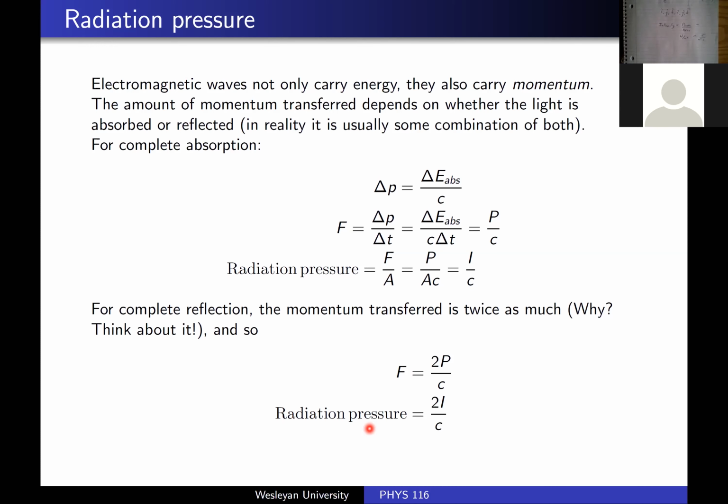Is there a mass associated with electromagnetic waves? And if not, how can they carry momentum without a mass? Good point. So no, there's no what we call rest mass for light. The reason why it can still carry momentum is that we need to generalize our concept of momentum beyond just p equals mv.